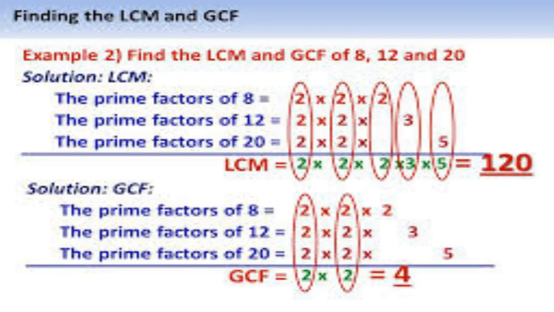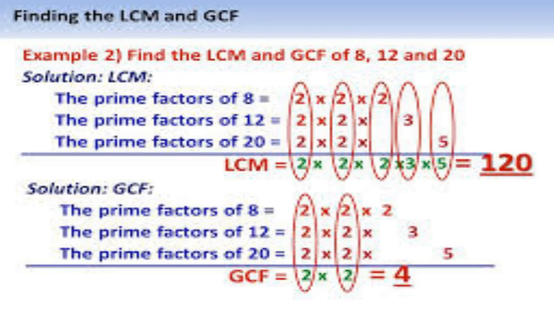As we studied before, for the LCM, what you're going to do is find the prime factors of 8, 12, and 20 in this case, and then find those factors which are repeated the most. As you can see, the prime factors of 8 were 2 times 2 times 2. The prime factors of 12 were 2 times 2 times 3. The prime factors of 20 are 2 times 2 times 5.